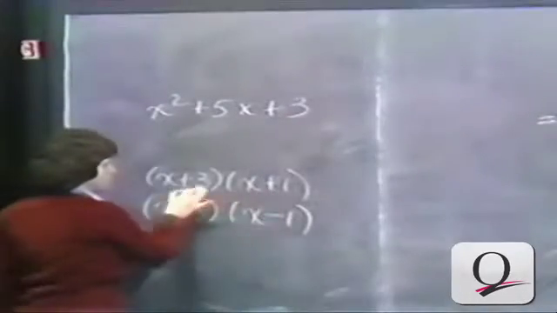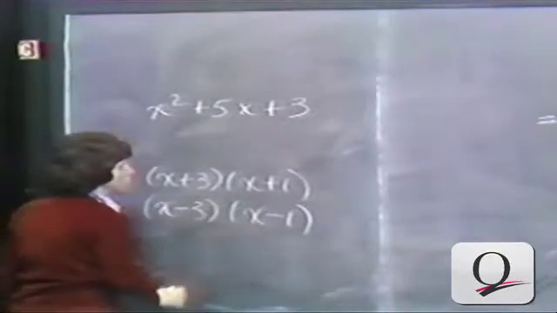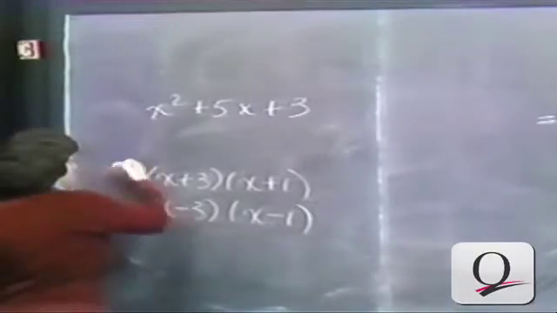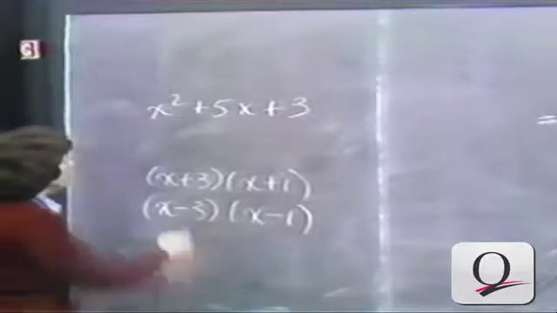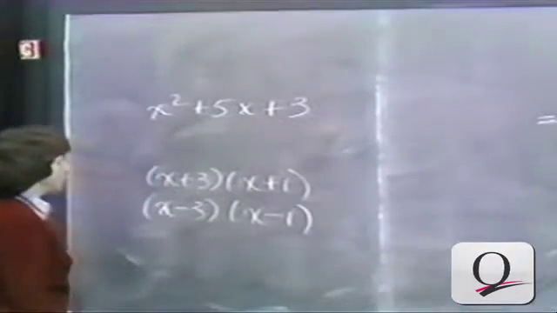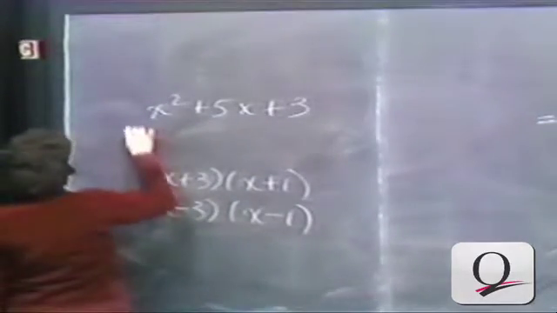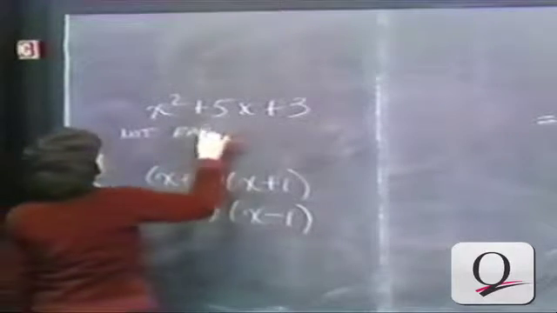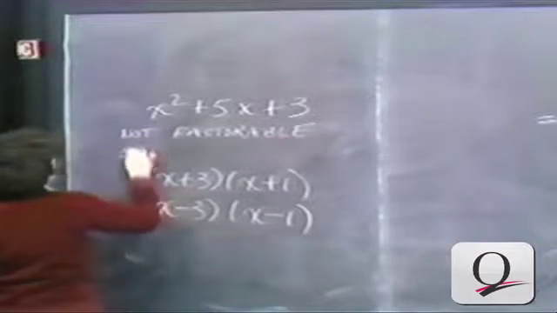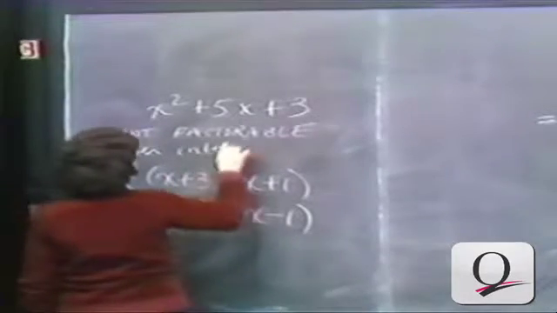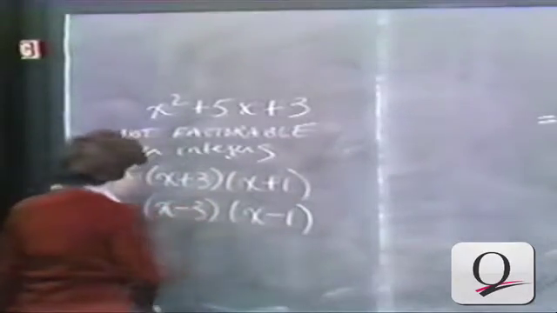This is the first terms, outer terms. Here, however, the outer and inner give you 4x. Here you get minus 4x. These are the only possibilities over the integers that will give you the x squared and the 3, the first and the last. Neither one of them gives you the 5x that you need in the middle. Okay, so this is not factorable anymore over the integers. Okay, not factorable over the integers.